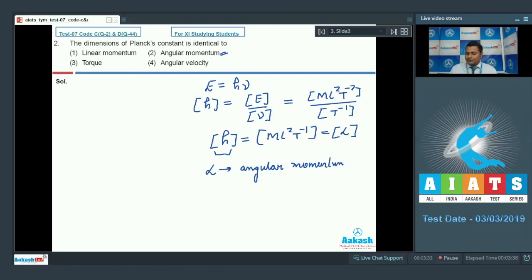So if we find the option, we can say that option number 2 will be absolutely correct. The dimensional formula for Planck's constant will be identical with the angular momentum dimensional formula. Now let us proceed to the next question, that is question number 3.